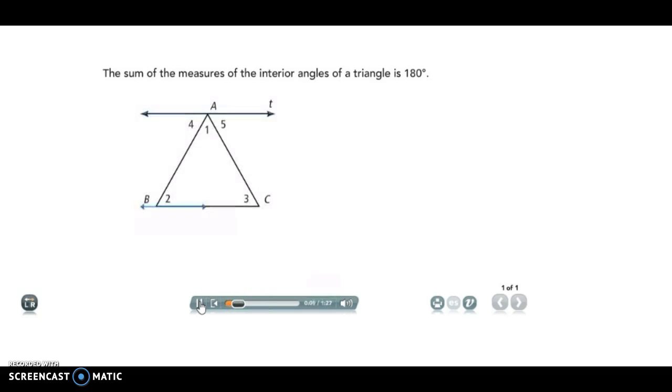And we're going to show two parallel lines, and then they're going to use the sides of the triangle as the transversals. So that makes angle 4 and angle 2 congruent, and they're congruent because they are alternate interior angles. So both of those are congruent. And then angle 5 and angle 3 are also going to be congruent.